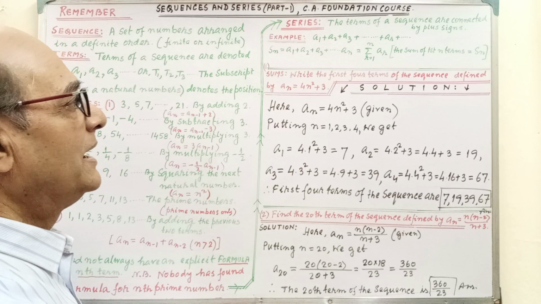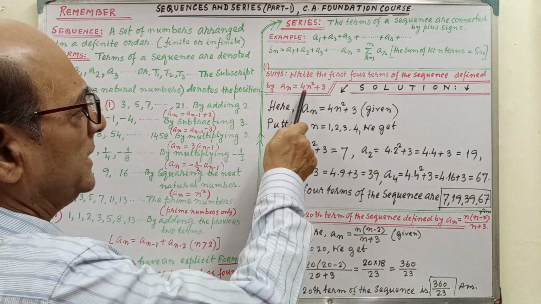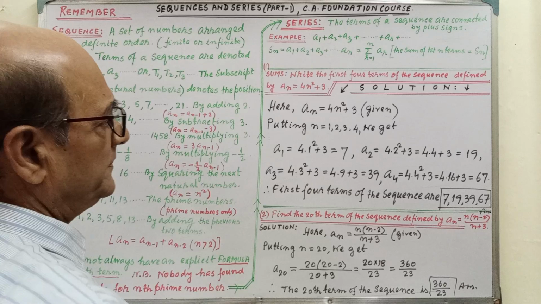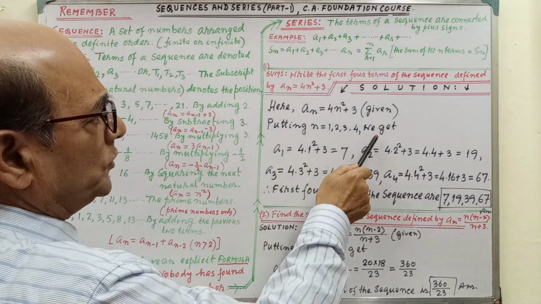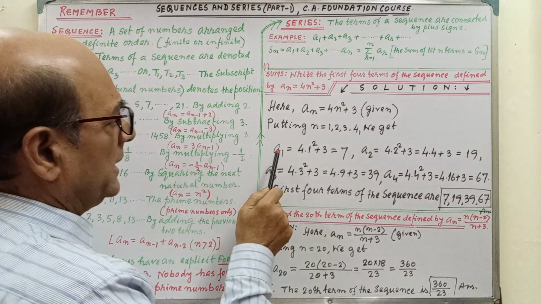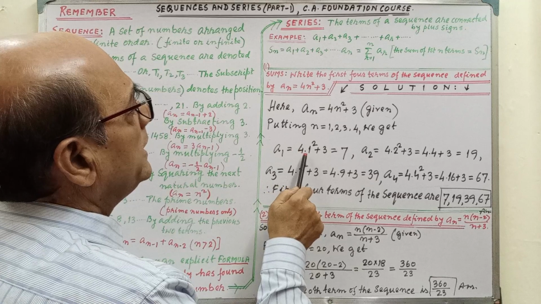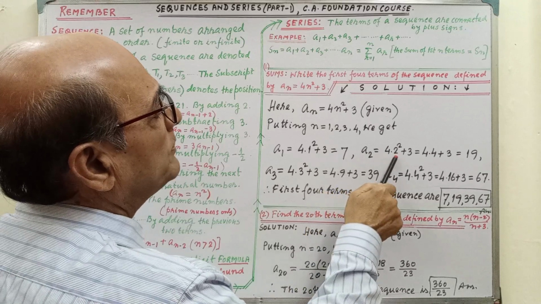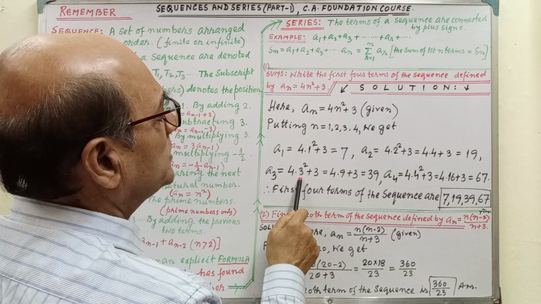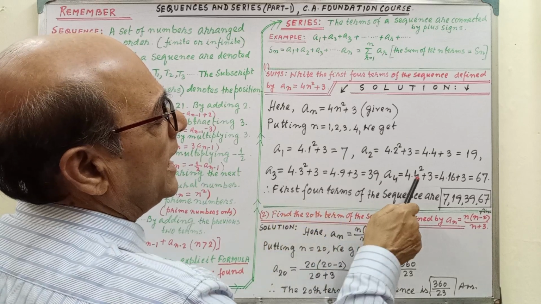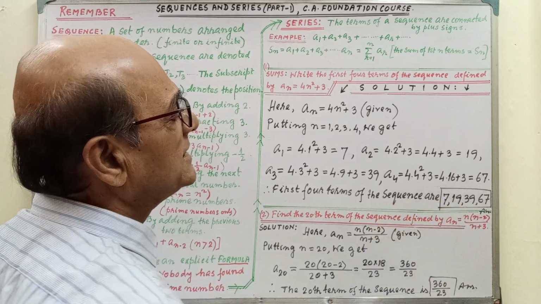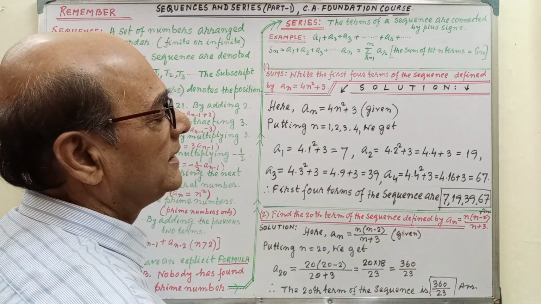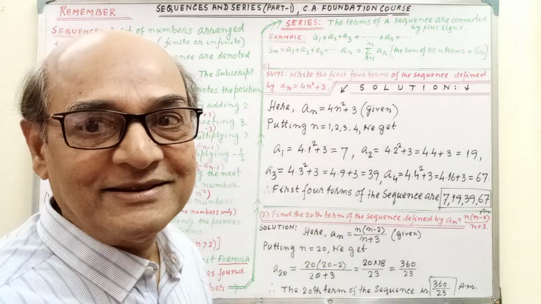Now, sums. Write the first four terms of the sequence defined by this. Here, a_n equals 4n square plus 3. That is given. Putting 1, 2, 3, 4 in place of n, we get: a1, that is the first term, is 4 into 1 square plus 3. By simplifying, we are getting 7. Similarly, by putting 2, we are getting 19. Then putting 3 and simplifying, we are getting 39. And putting 4 and simplifying, we are getting 67. The first 4 terms of the sequence are 7, 19, 39 and 67. I think it is clear.